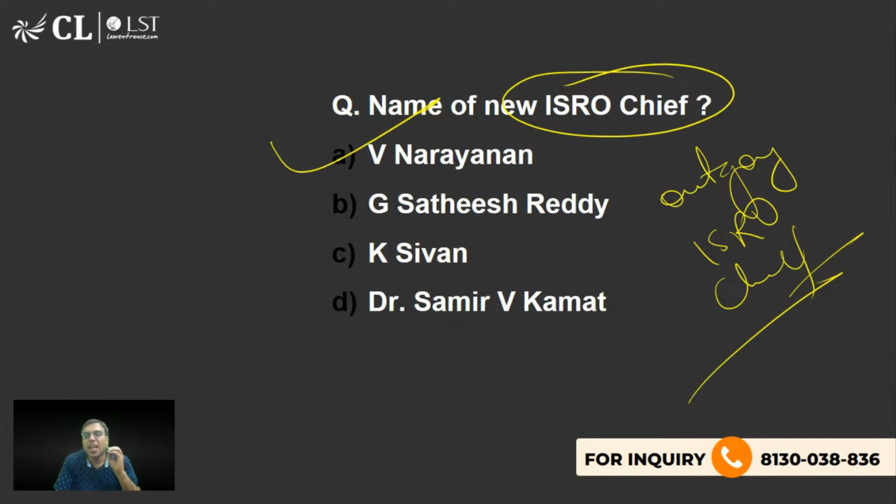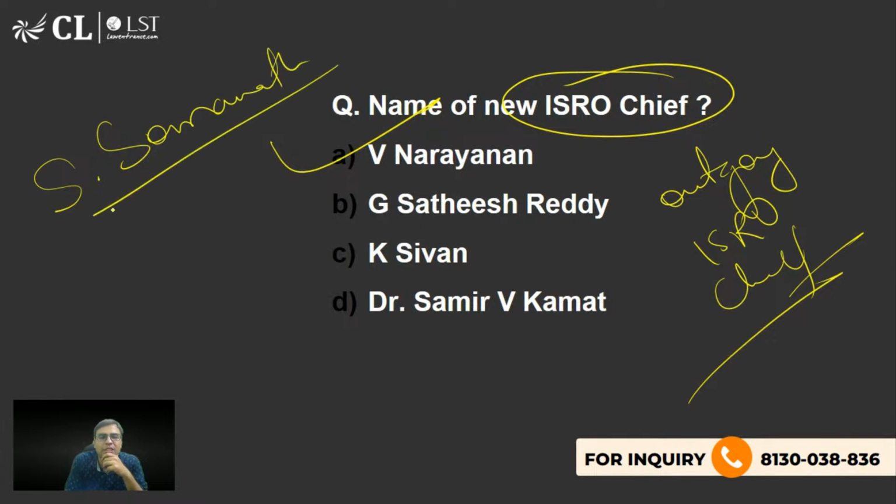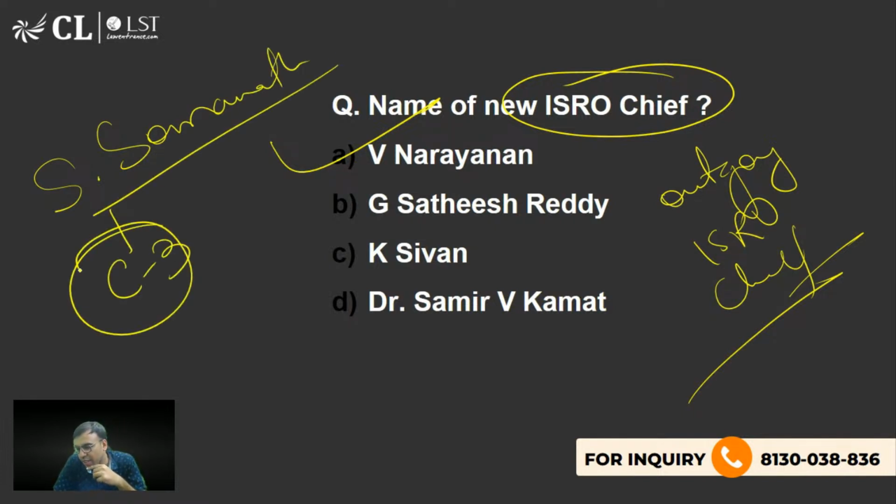Outgoing ISRO chief. So the new one is V Narayanan, and before him, who was the ISRO chief? Mr. क्या नाम था उनका? S. Somanath. He was instrumental in making Chandrayaan 3 successful. Yes, very good. ये सब पता होना चाहिए. The new one is Mr. V Narayanan. So he is the right answer.